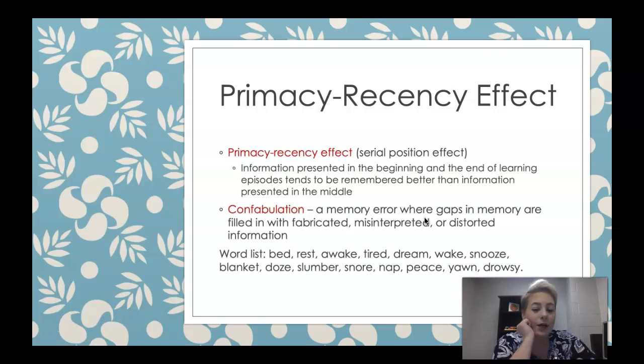Bed, rest, awake, tired, dream, wake, snooze, blanket, doze, slumber, snore, nap, peace, yawn, drowsy.